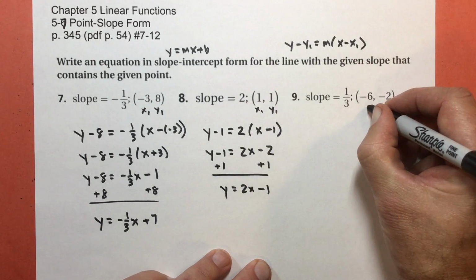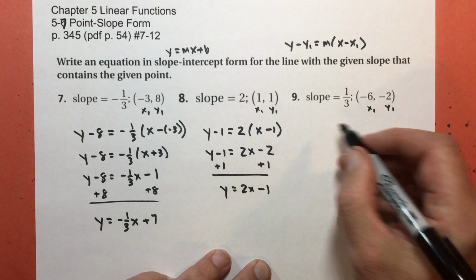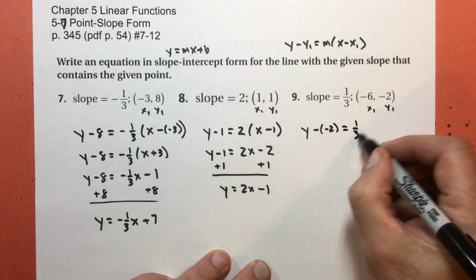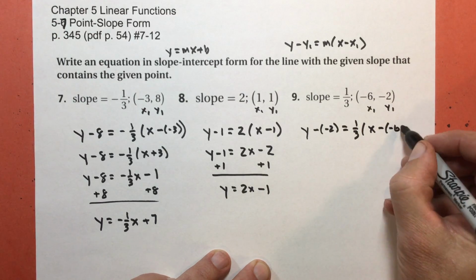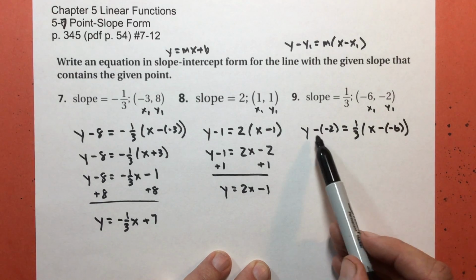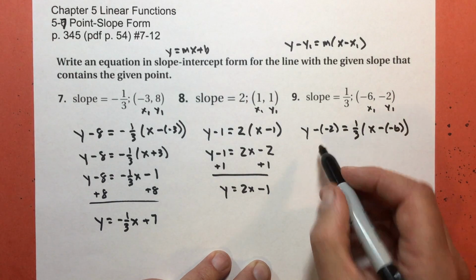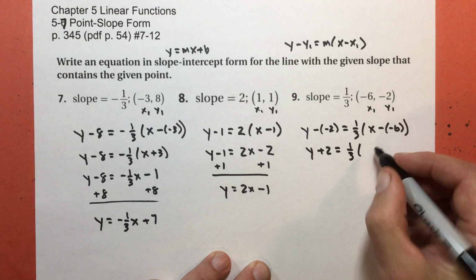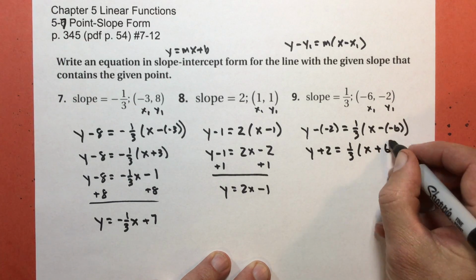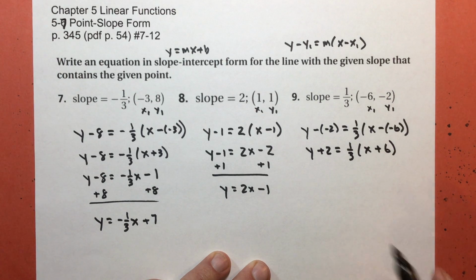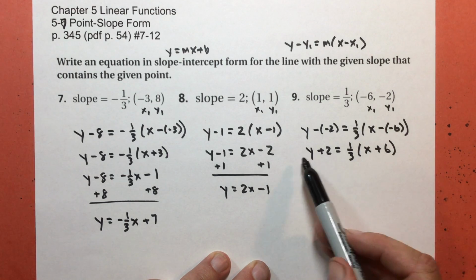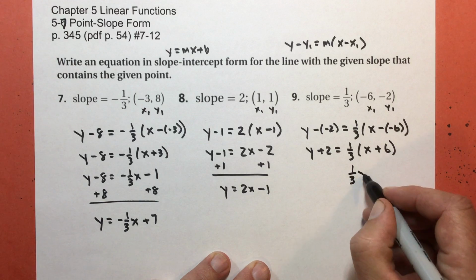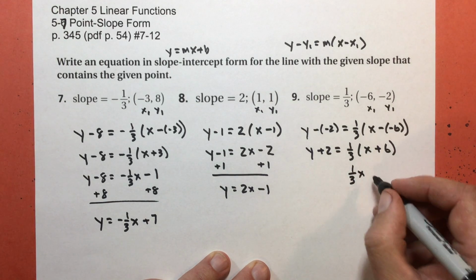Number 9. Again, this is my first x, this is my first y. Y subtract negative 2 equals 1/3 times x subtract negative 6. Let's take care of the subtracting negatives first. Subtracting negative 2 becomes y plus 2, and subtracting negative 6 becomes x plus 6. Now I'm going to multiply here by distribution. 1/3 times x, and 1/3 times 6 is the same as 6 divided by 3, which is 2.